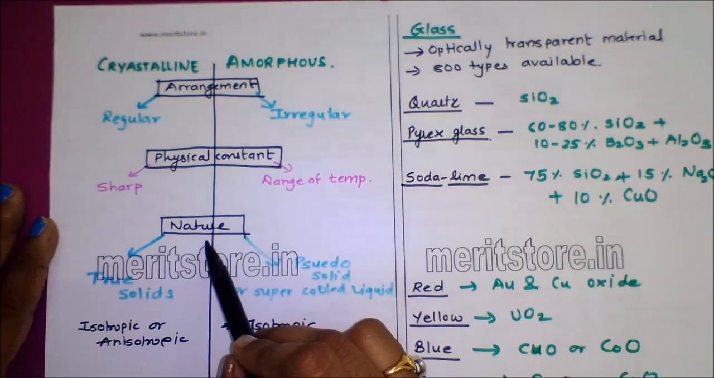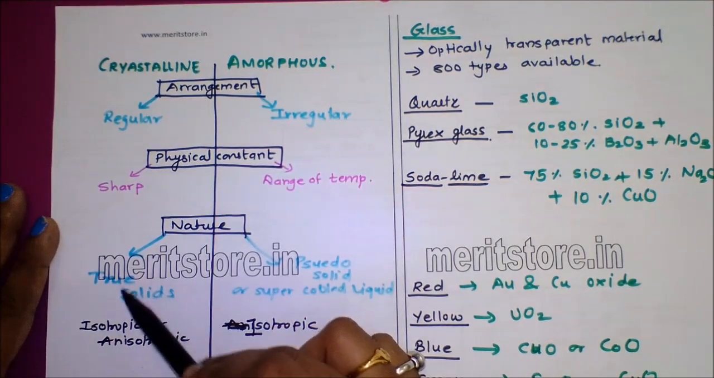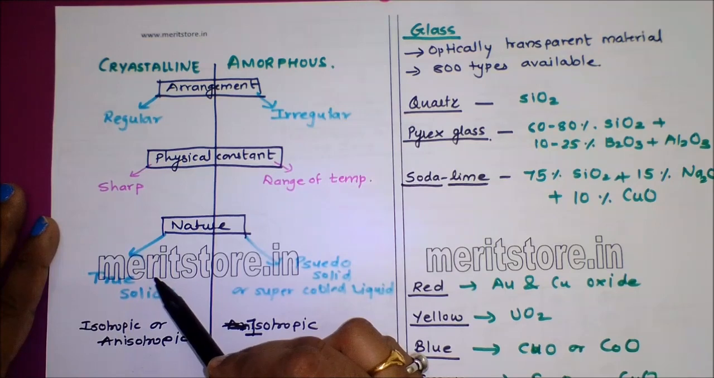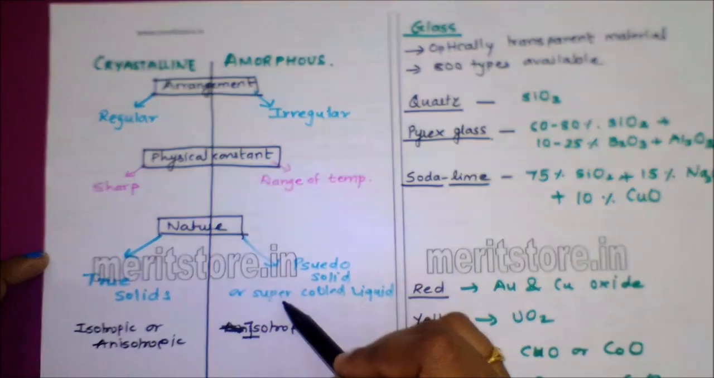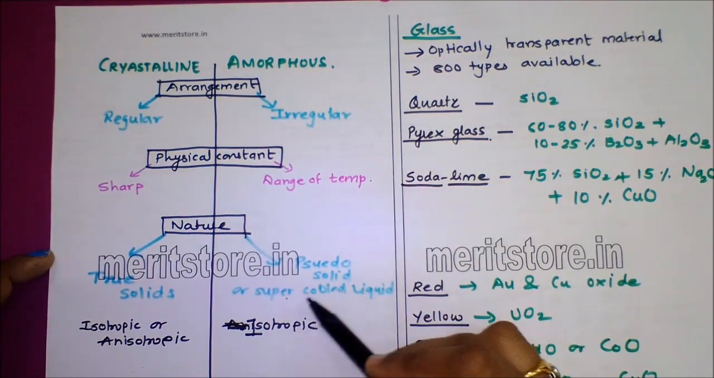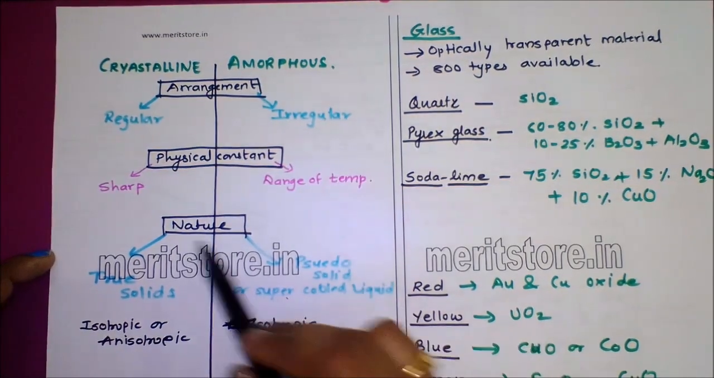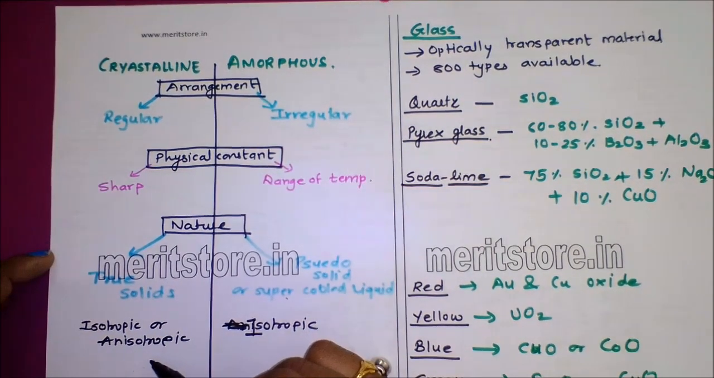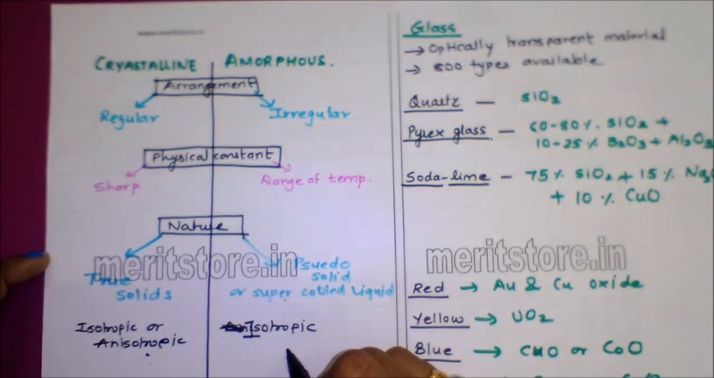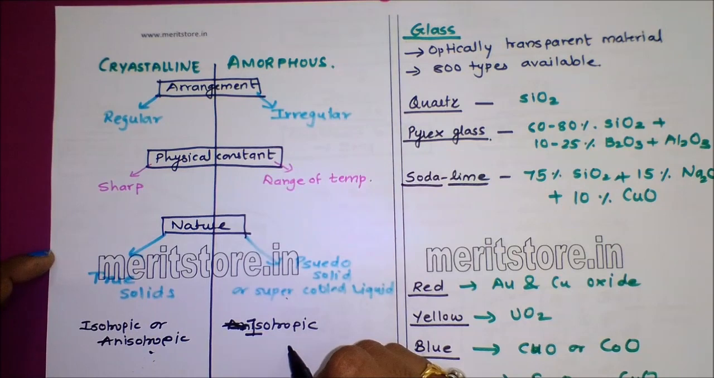In case of nature of substances, since there is a true arrangement of the particles in a regular manner, we call the crystalline substances true solids, while the amorphous substances are called pseudo-solids or supercooled liquids. In the case of the nature of the arrangement as well, the crystalline substances are anisotropic in nature, while amorphous solids are isotropic. That means their property will remain the same when measured in different directions.